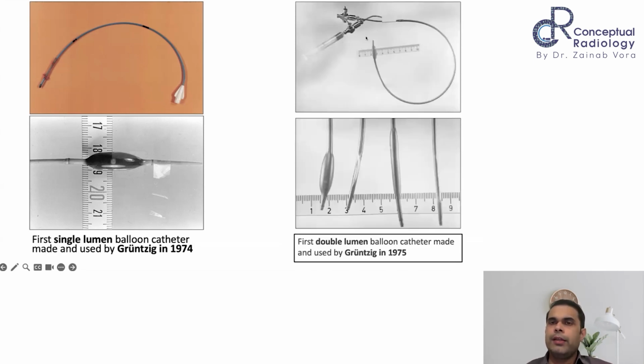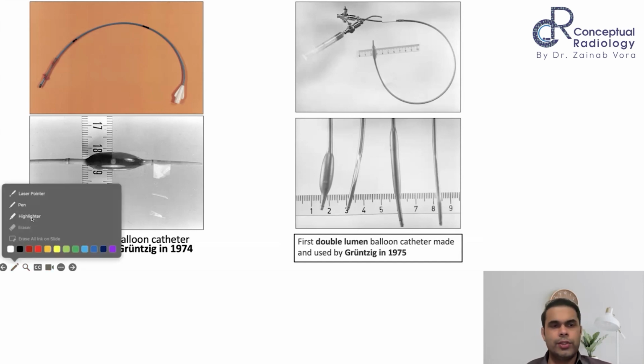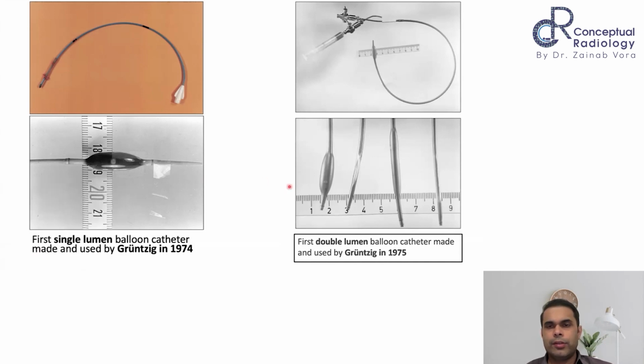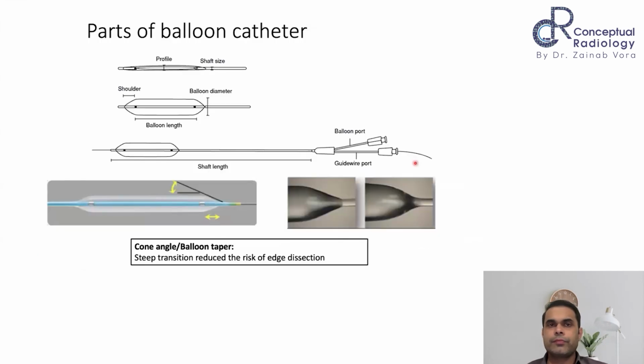So finally they made a double lumen balloon where you can connect two things, one through which the wire can go and the other through which the contrast goes into the balloon. This is how it slowly started becoming bigger, profiles becoming smaller, balloon lengths becoming bigger, different combinations were used, and slowly you got these kinds of different balloons that were being made.